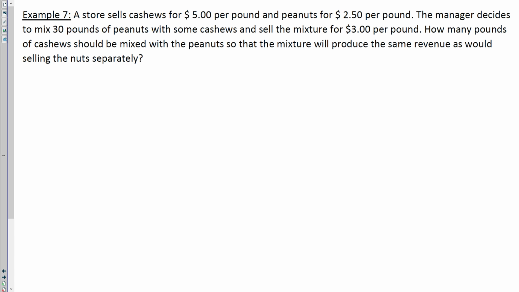All right, and that brings us to our last example, example 7. And this is an instance where our equations are going to require more work from us to generate them. So we'll look at that here in a second.